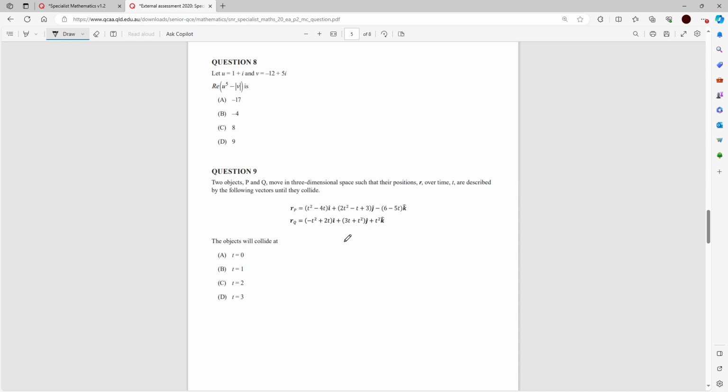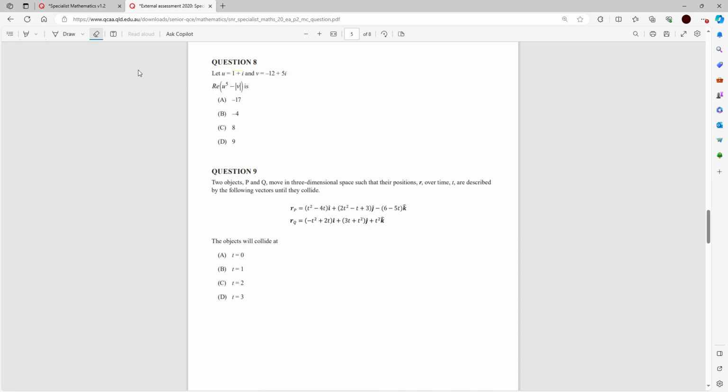Question 8. We have complex numbers. Let u equal 1 plus i and v equal minus 12 plus 5i. The real part of u to the 5 minus the length of v is... That is a mouthful, but let's read what this question's asking. If you see Re, that means the real part of the complex number. For example, Re of u is just going to be 1, because it's only identifying the real part. So it'd just be the 1, not the plus, just the 1.